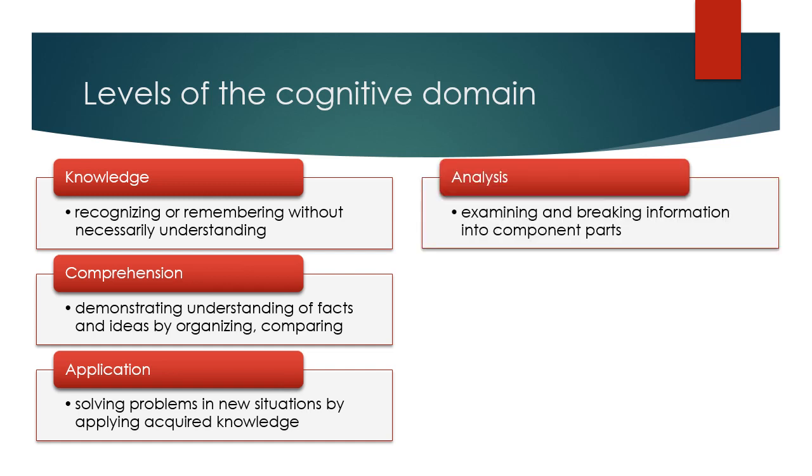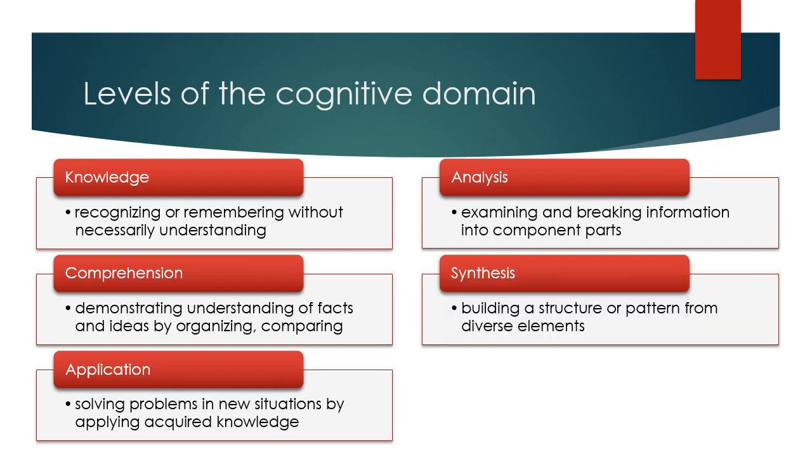The fourth layer or the fourth level is analysis, examining and breaking information into component parts, looking at the inner details of something. This is the fourth level. The fifth level is synthesis, building a structure or pattern from diverse elements. Now you know so much about that particular thing that you can make a smaller model of your own.